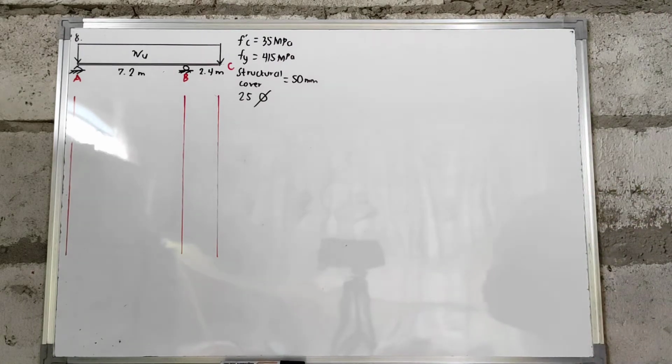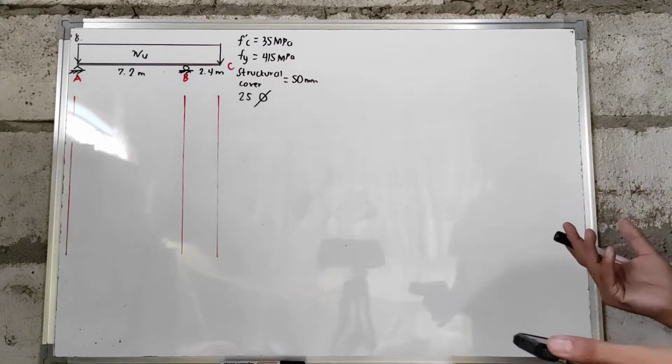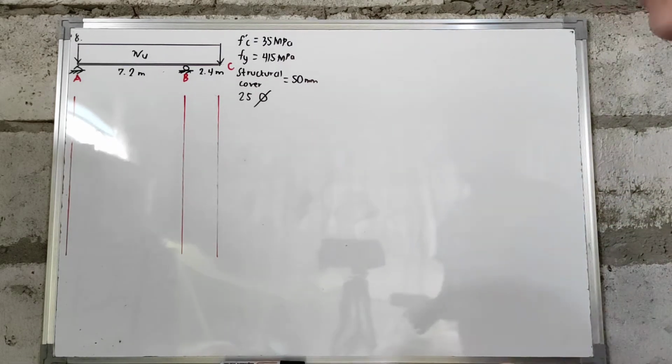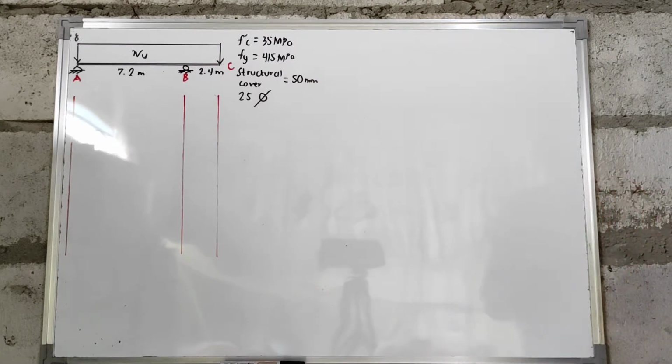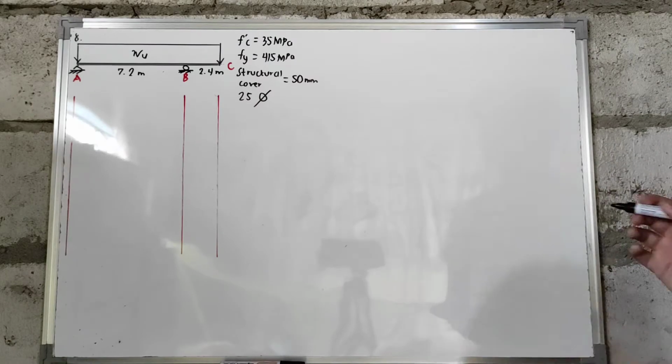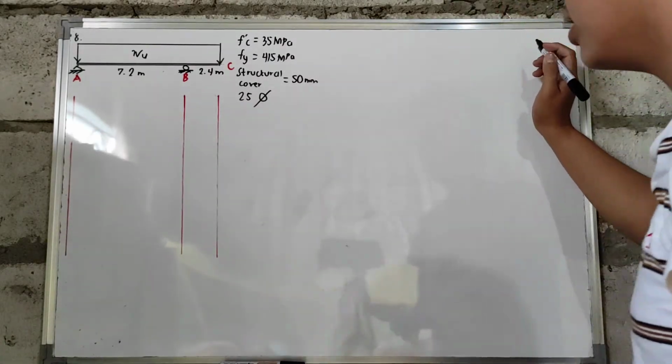So hahanapin natin yung dimensions, or we're going to design the dimensions and reinforcement of our given beam given yung mga loadings natin. So with this, hanapin muna natin yung value ng ultimate uniform load natin. And we're going to use NSCP 2015 here. So gamitin na lang natin is NSCP 2015.